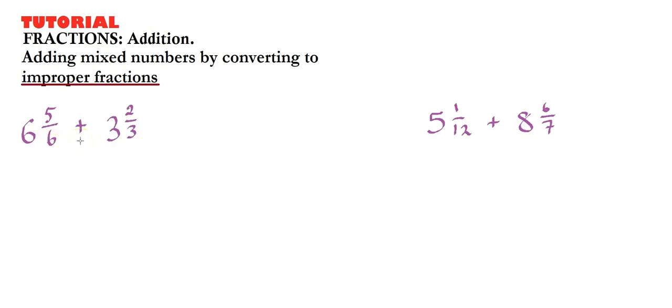Okay, so let's do these ones. The method we're going to use to add these mixed numbers is we're going to convert each of the mixed numbers into an improper fraction. So how do we do that?